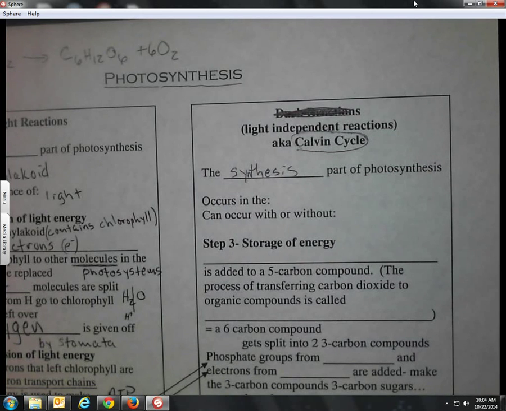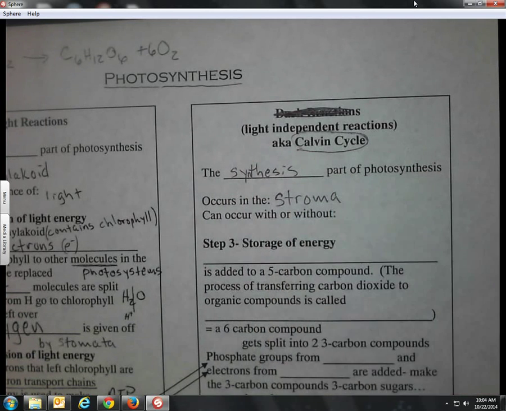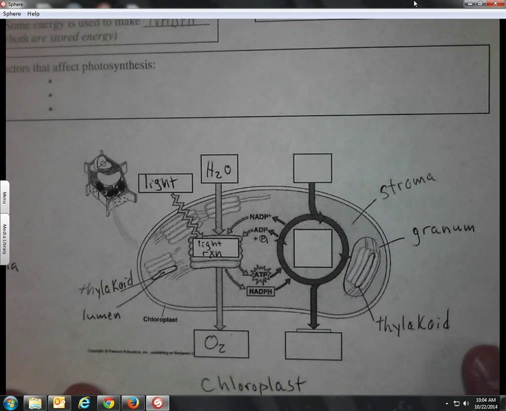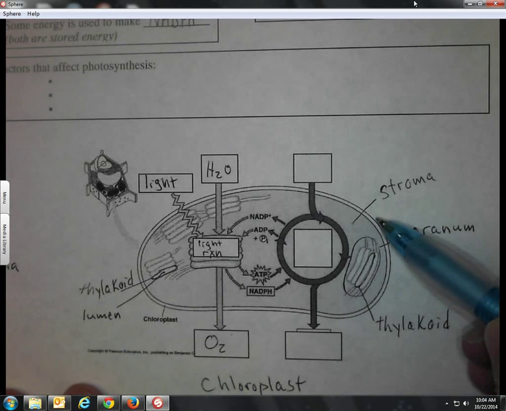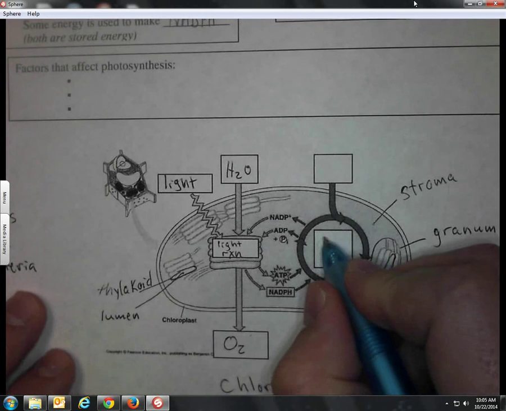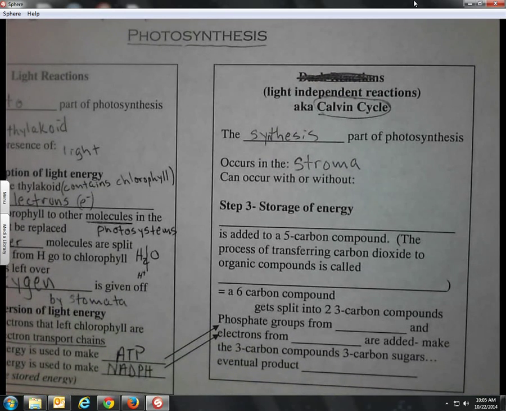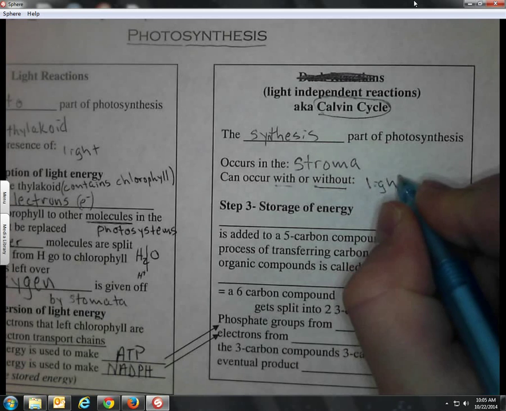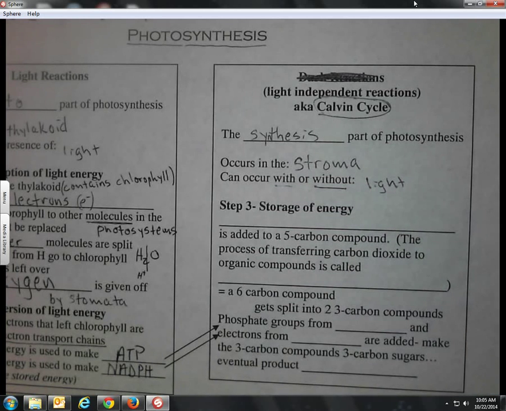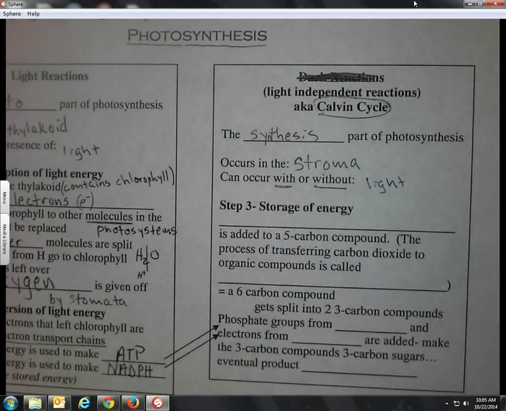This occurs in the stroma of the chloroplast. So if we look back at our picture, the stroma is that liquid part, the inner liquid part of the chloroplast. This is where the Calvin cycle is going to occur. So this is our Calvin cycle. Alright, it's going to occur in the stroma. Now it can happen with or without light. So it can happen during the daytime, it can happen at night. It doesn't need light to happen for this process to happen. Usually it occurs during the daytime, but it doesn't have to. Alright, so just basic, and then we'll get into the details.